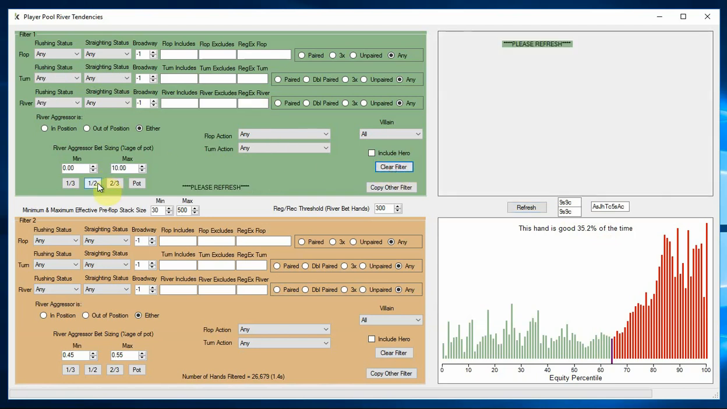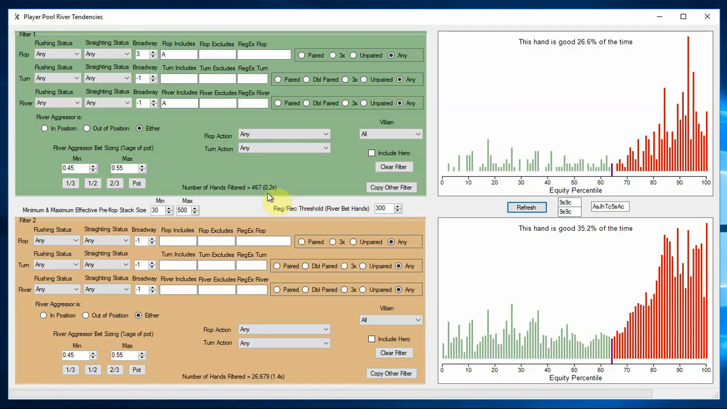So let's clear that. What we'll do now is have a look at when the flop included an ace and also had 3 Broadway cards, and the river included an ace, because that was the run out. It was an ace high flop with 3 Broadway cards, and then the river included an ace. You can see we're down to 467 hands now, so that's a much smaller sample size, because there just aren't that many run-outs where it's an ace high flop with 3 Broadway and an ace hits on the river. But there are nearly 500 of them.